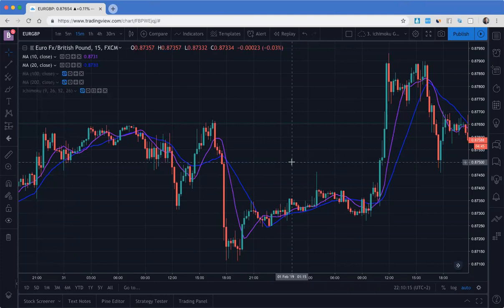The 10 and the 20, there's a lot of discussion. People want to use the 8 and the 15. Some people make a rainbow out of the Fibonacci sequence. You can do whatever you want, but the idea is that you have 2 short moving averages to show you this kind of movement.